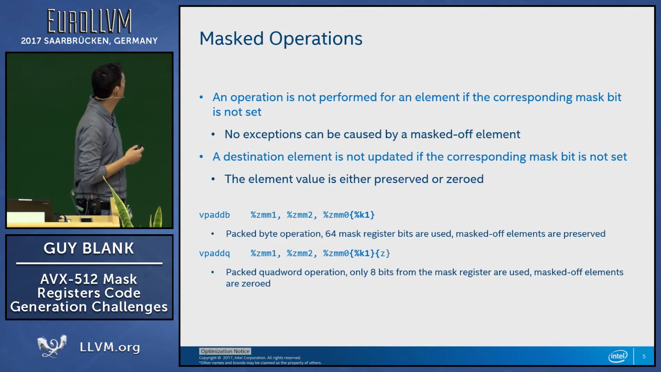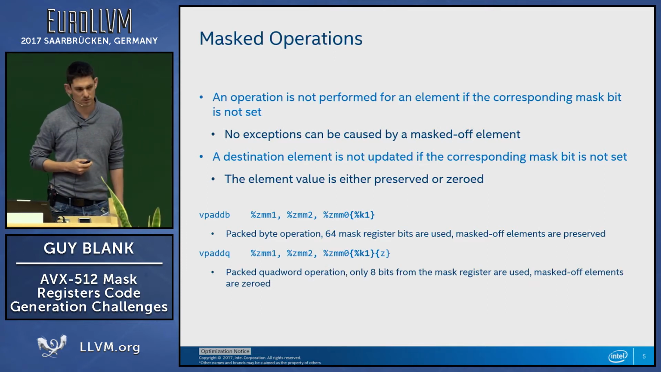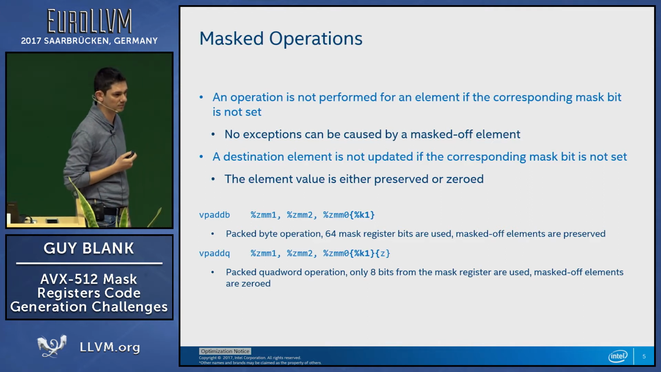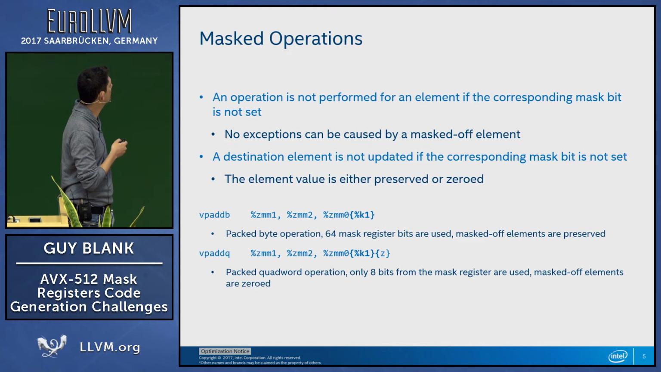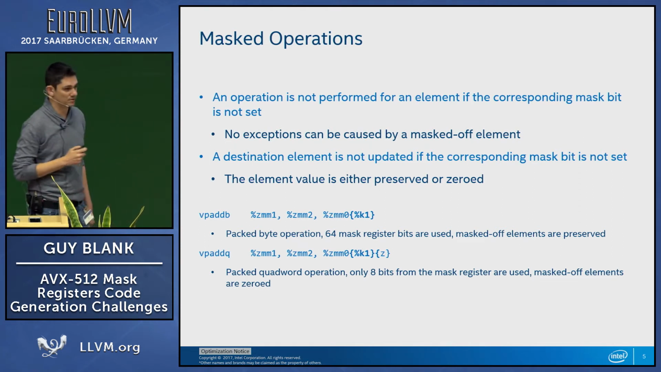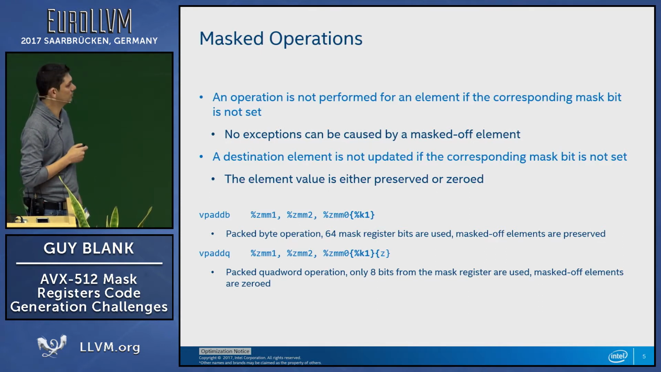Another example is a quad word operation. In a ZMM, we have 8 quad words, so we're only using the lower 8 bits of the mask register in this case. And as you can see by the Z at the end, the masked off elements are zeroed, as opposed to preserved in the previous example.